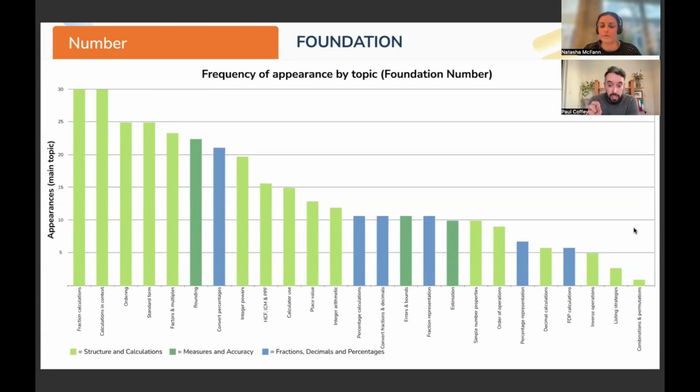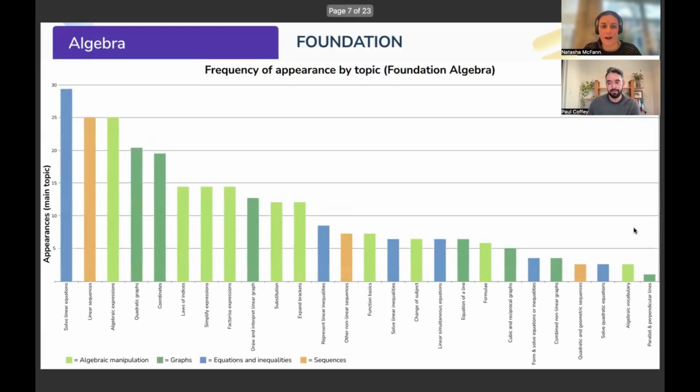Now, what we saw coming up again and again is lots of procedural questions on things like standard form, interestingly, rounding and estimation, HCF and LCM, product of primes. So it's those ones we want to make sure that we're feeling really, really confident on from a procedural standpoint for foundation number. Okay, sounds good. Thank you, Paul. And moving on to algebra.